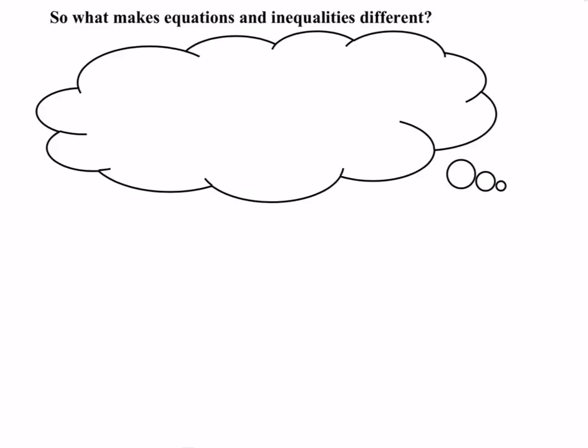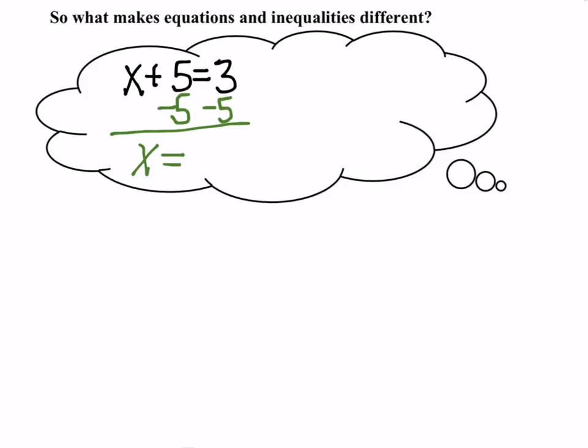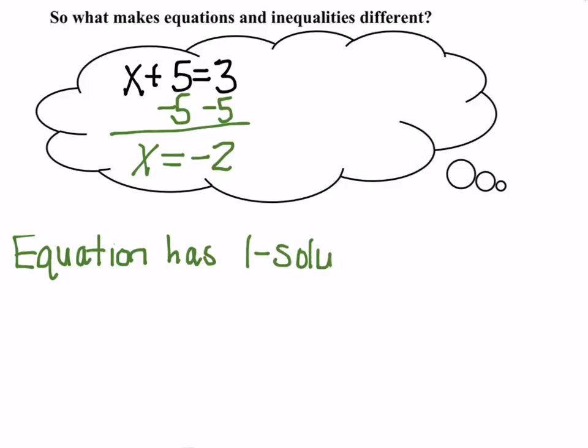So in our previous unit, we talked about equations. Inequalities and equations are very similar in how you solve them and work with them, but they are different. So for example, if I had x plus 5 equals 3, we learned in a previous unit that we would subtract 5 from each side and get x is equal to negative 2. So an equation has one solution. So this is one value that when you plug it back in, it works for you.